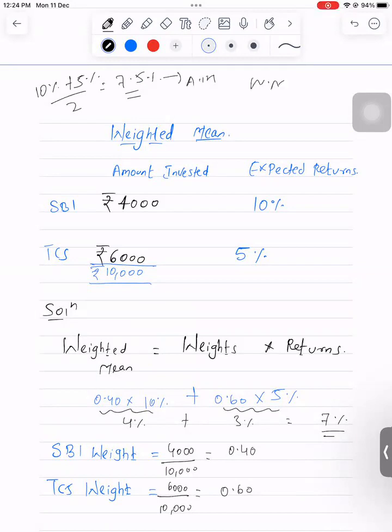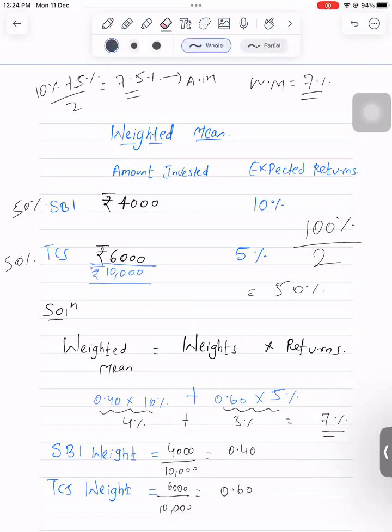But look at the weighted mean. How much weighted mean we got? 7%. So how weighted mean is different from arithmetic mean? See, in arithmetic mean, what we are doing, we are adding all the observations, and then we are dividing with total number of observations. For example, in this case, what we did, 10 plus 5 divided by 2, since we have only 2 observations. So when you are dividing with 2, this means you are giving equal weightage to SBI and TCS. Equal weightage means, okay, total weightage will be 100% because we have only 2 stocks in portfolio. Okay, so 100 divided by 2. So it's like I'm giving 50-50 weightage to State Bank of India and TCS.